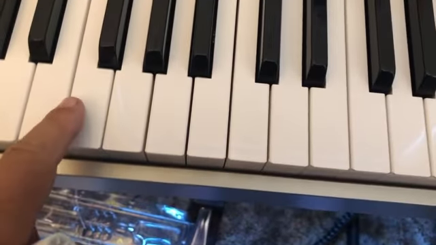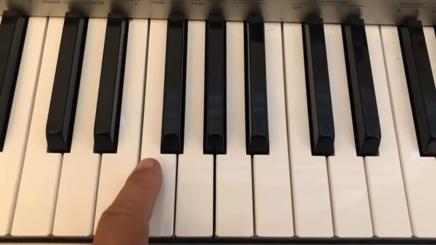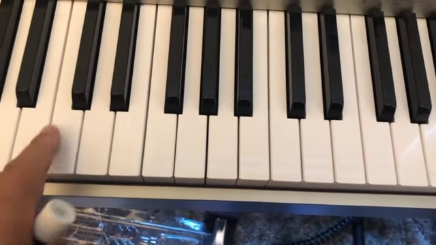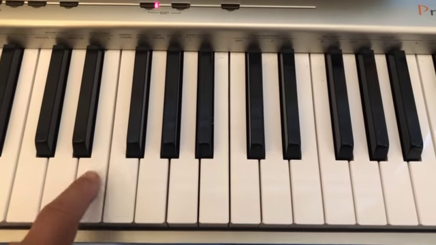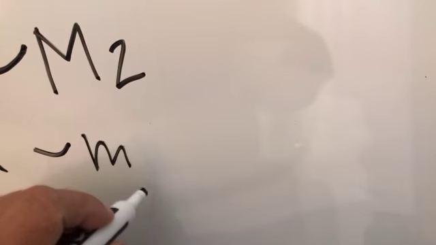Let's check out mi, fa. So here we have mi, fa. There is no key between them. There's only 1 half step. It's still a second because 1, 2, just like 1, 2. But when we count, it's only got 1 of those in there. And so we call that, that's just kind of theory, but we need it for, call it a minor second.